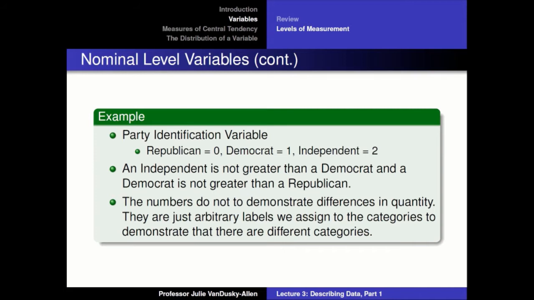Even though independents are given a 2, they are not greater than Democrats, a 1, or Republicans, a 0. In other words, the numbers do not demonstrate differences in quantity. They are just arbitrary labels we assign to the categories to demonstrate that there are different categories.